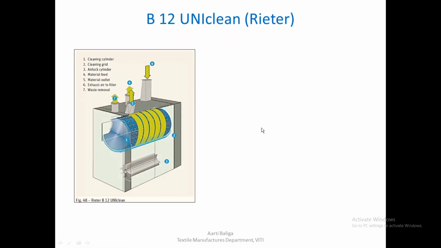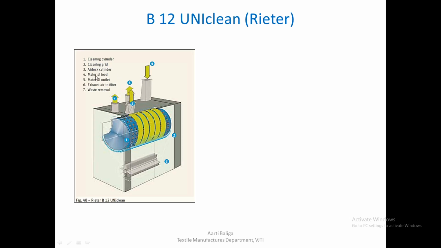With a similar construction, here we come to the next machine, which is known as B12 Uniclean, and one can see it is almost similar. The only difference is that instead of two beaters there is only one beater here. So let us see the parts one by one. One is marked as the cleaning cylinder, that is this. Then 2 is marked as the cleaning grid, that is the grid which is below here. Then 3 is the airlock cylinder. This particular airlock cylinder will become clear as we see in the next slide.